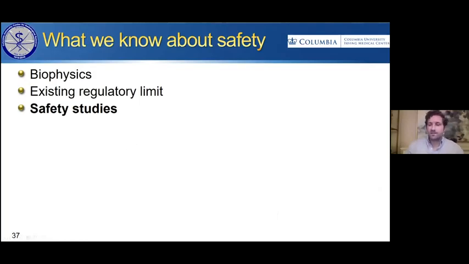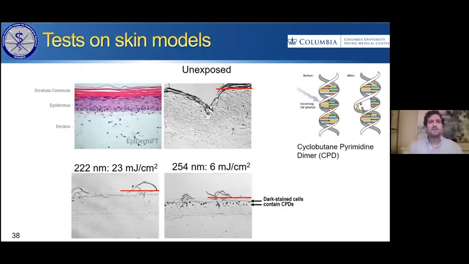And then safety studies. So we have done a number of safety studies here, especially in our lab at Nevis Labs. We've started with artificial skin models. So an example of the skin models is in the upper left of these four. So it has the same key features. It has a stratum corneum, an epidermis, and a dermis.